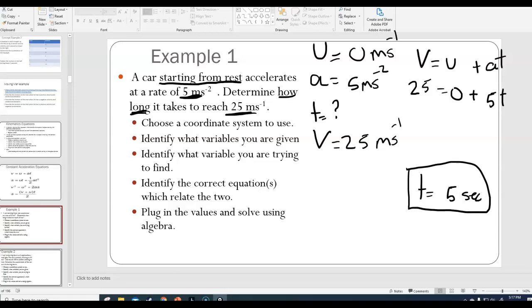Okay, so congratulations, you've now seen your first constant acceleration problem worked out. We are now doing some real physics here. Pause there if you need to look at example 1 some more, and we'll do one more example.